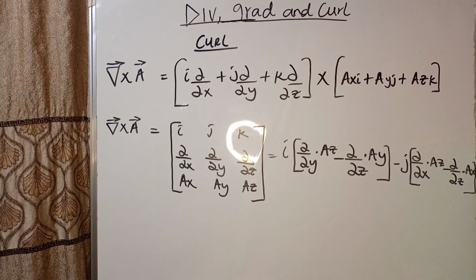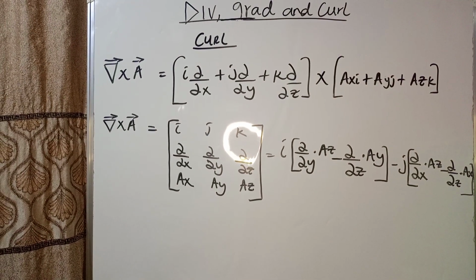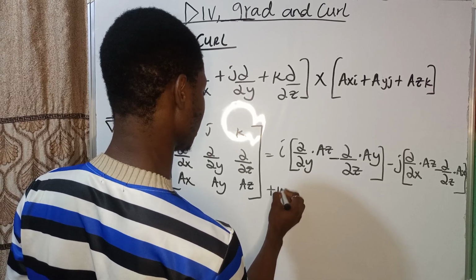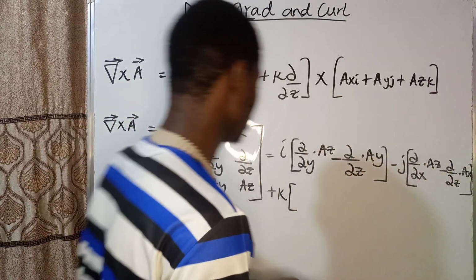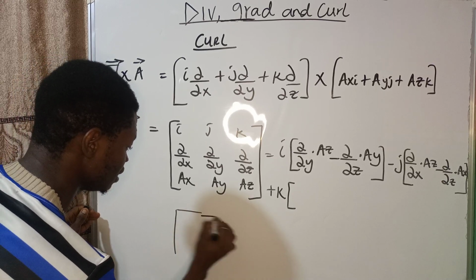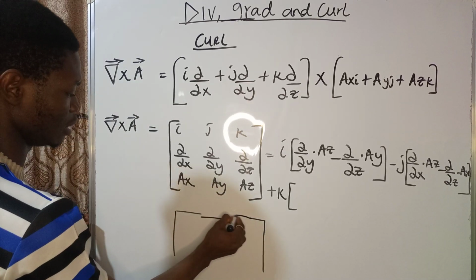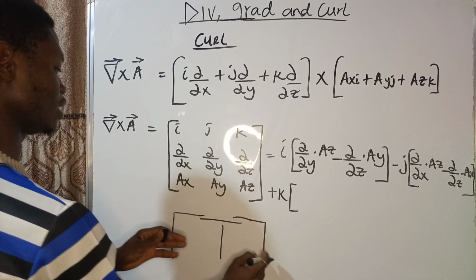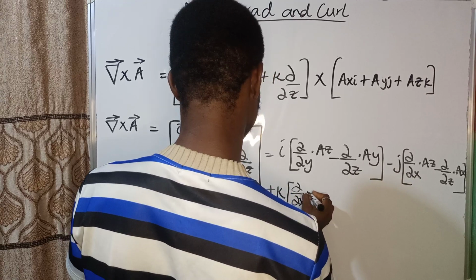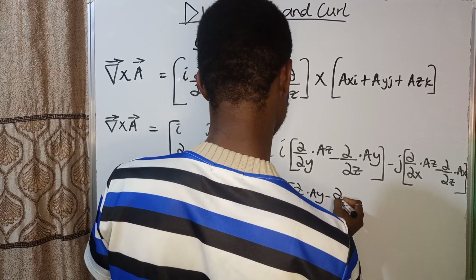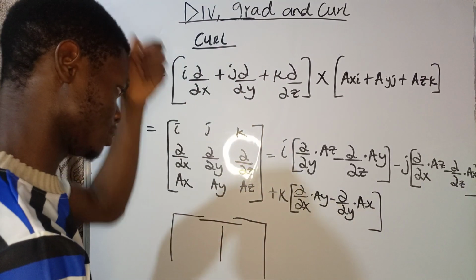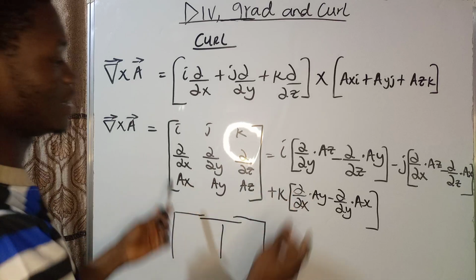I hope you can see it. Times A_x. Now this place will be plus k. You close here and close here. See how we close it? Like this, and like this. That is the method used to close a matrix. So when we close them, we are going to have partial derivative over x times A_y minus partial derivative over y times A_x. So this is what we get for finding the curl.